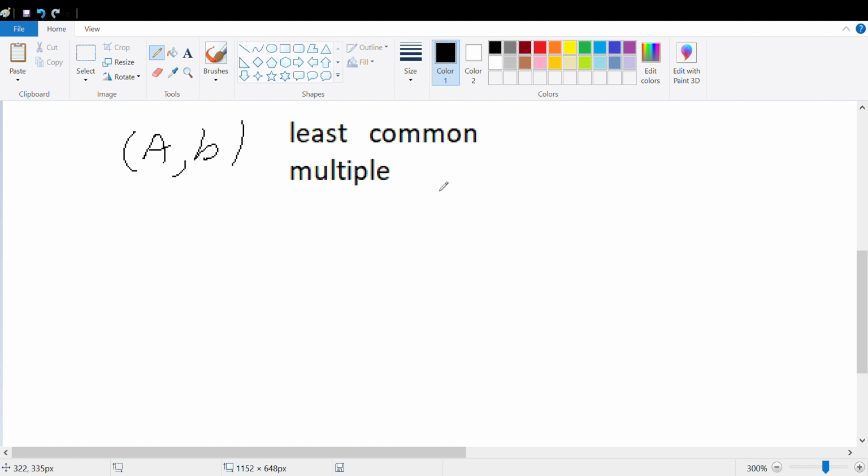But what is this? Well, it's two integers, let's say a and b. And the LCM is actually the smallest positive integer that is evenly divisible by both a and b. So for example, let's find the LCM of 3 and 4.